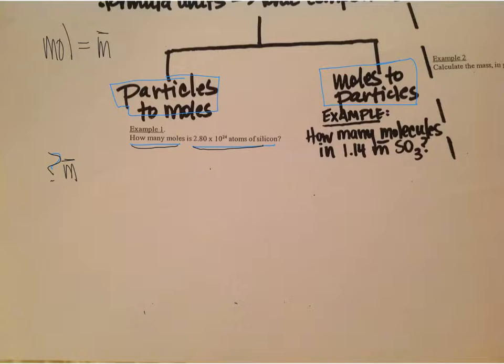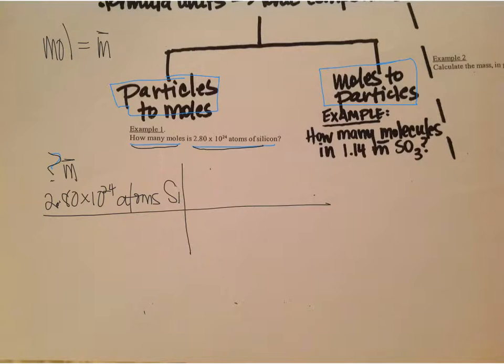And so the first thing you always do is you write down the number that has been given to you. And in this case, it is 2.80 times 10 to the 24 atoms of silicon. Now, this is a conversion table. So you will draw a horizontal line and you will draw a vertical line. And anytime you have a vertical line when you are doing these conversion tables, that is a multiplication. And anytime that you have the horizontal line, that is a division sign. And I'll explain what I mean by that in a minute.